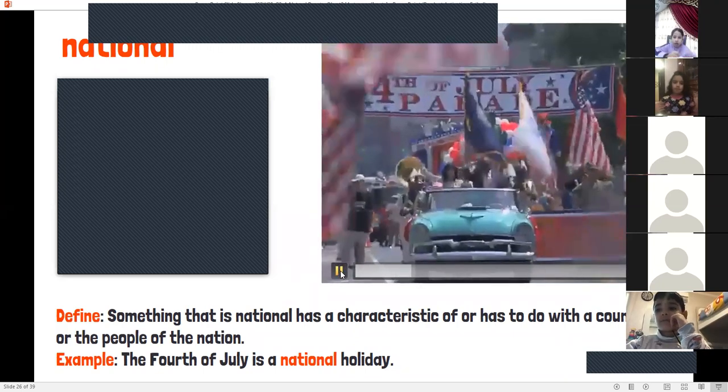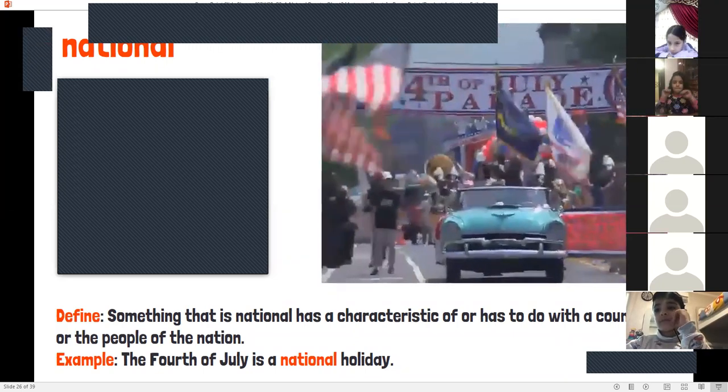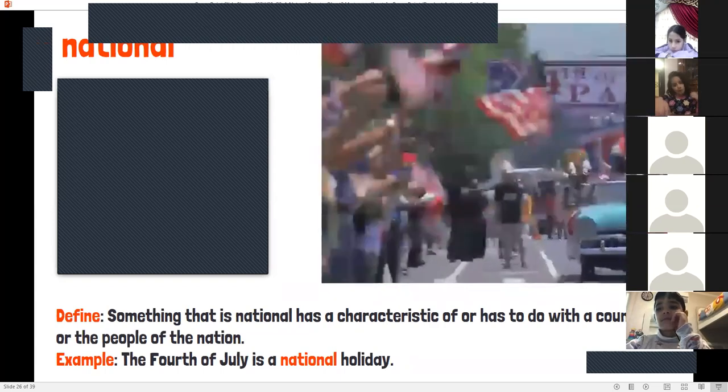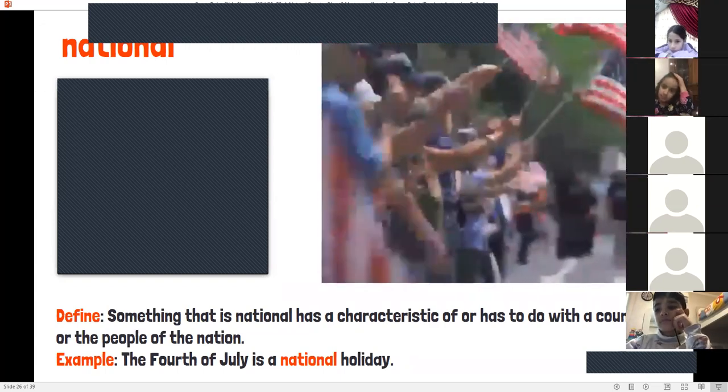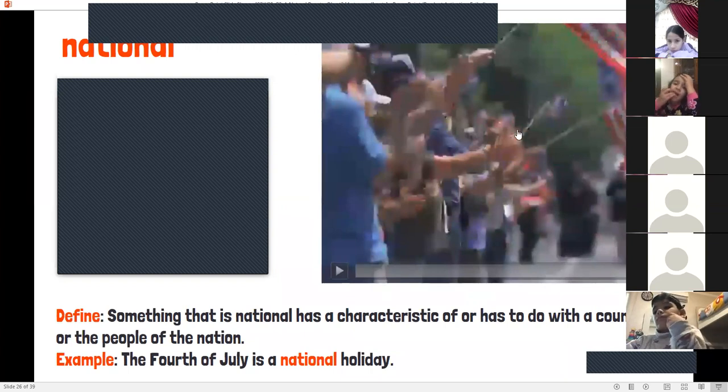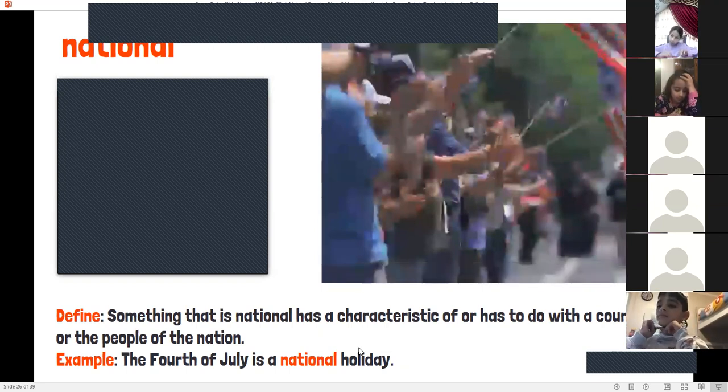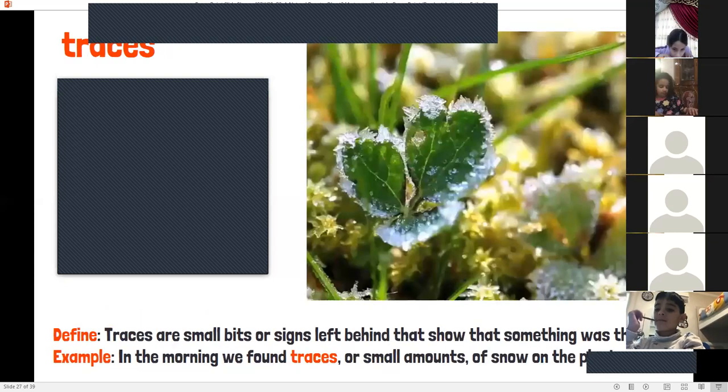National. Something that is national has a characteristic of or has to do with the country or the people of the nation. So as you can see here, the people, these are American people. They are holding American flags and they are celebrating the 4th of July. It's a national holiday in America. It means we do not celebrate 4th of July here in Lebanon. It's only related to American people.